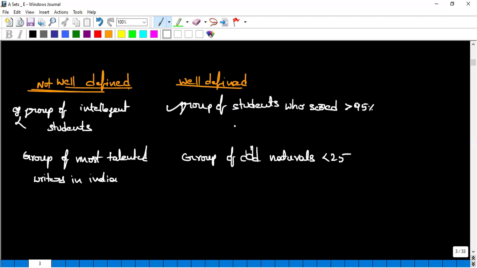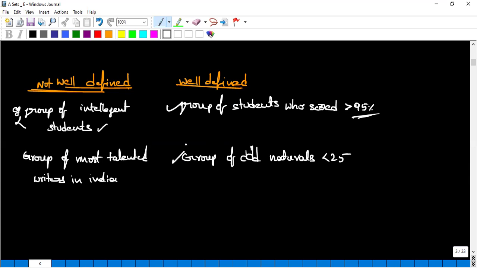See this one, group of students who scored more than 95. It is well defined. You can tell in a particular subject or overall who got more than 95%, you can group them very easily. But in the other case, for one person, you can't decide whether he is intelligent or not. Simply just like that, you can't decide. Group of most talented writers in India. How can you tell whether he is talented or not? We are not able to decide on what basis we need to decide.